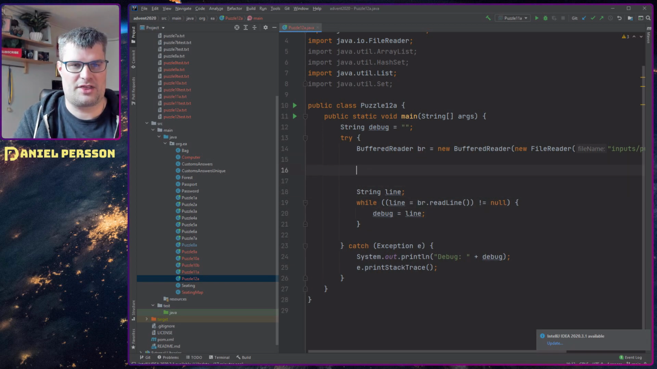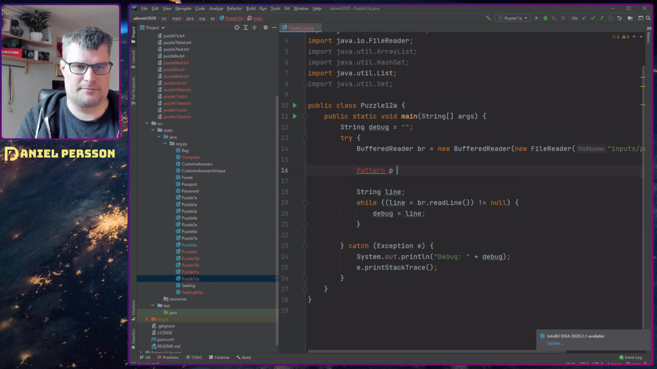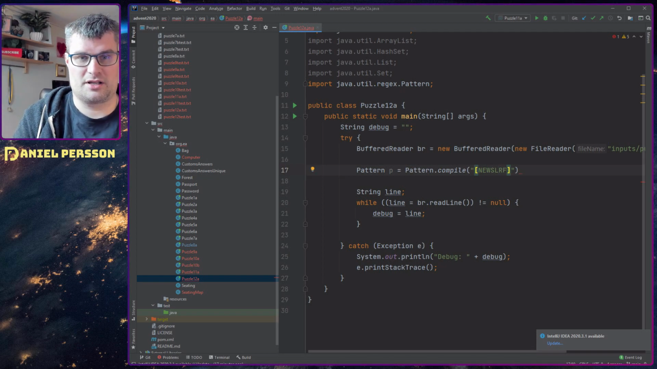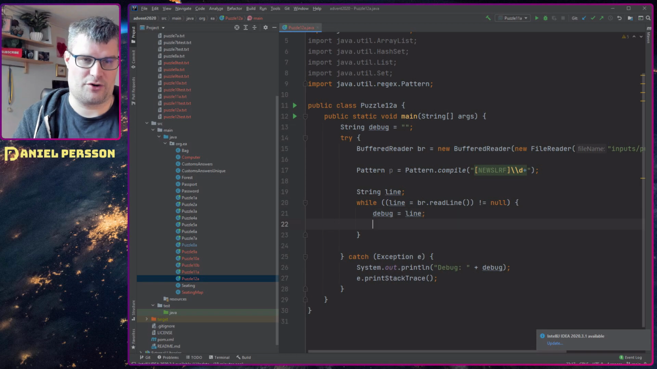So first off, I think we need to have a regular expression. Pattern compile. So I think that we need to handle north, east, west, south. Left, right, forward. So those are the letters that we expect. And then we want digits, a couple of those. So let's see here. That's what we are looking for.